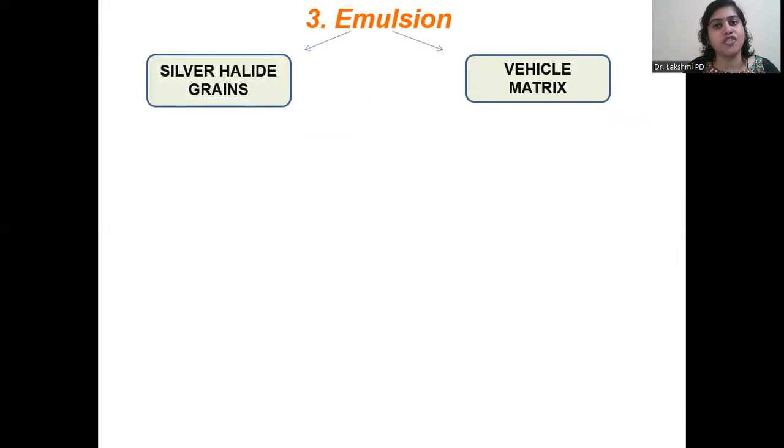Now, third is your emulsion, which is the major component of your X-ray film, in which a lot of chemical changes occur to create a radiographic image. And from these changes in your emulsion is from where you are able to get various diagnostic information. Now, your emulsion is basically composed of your vehicle matrix and your silver halide grains.